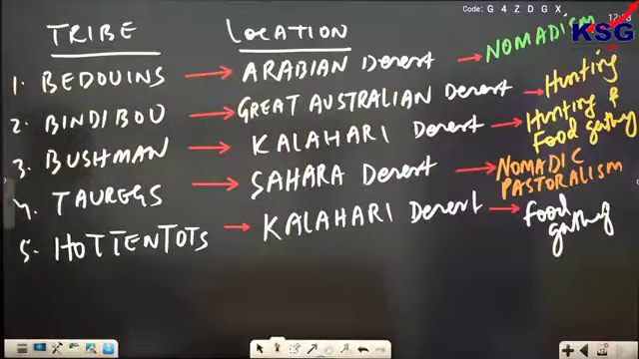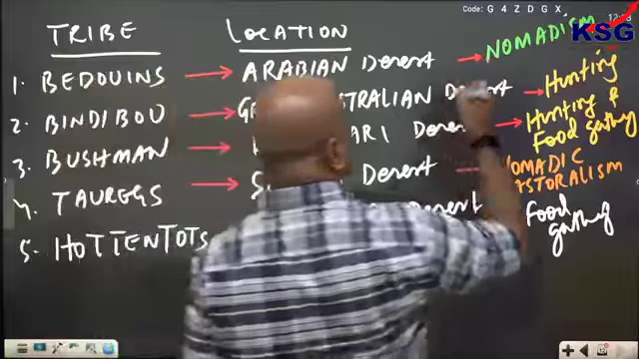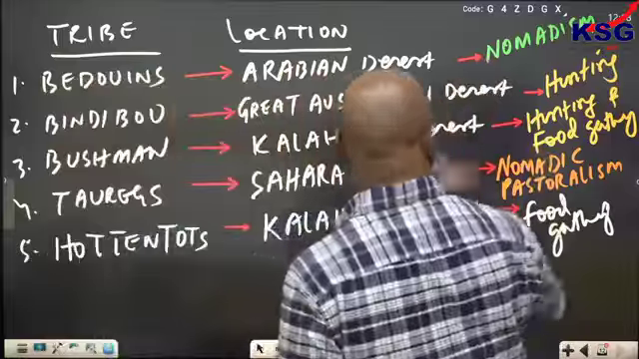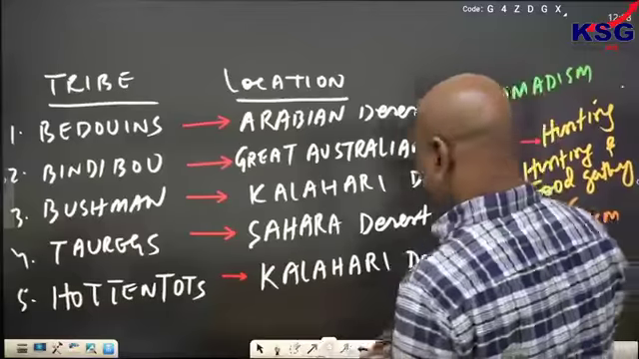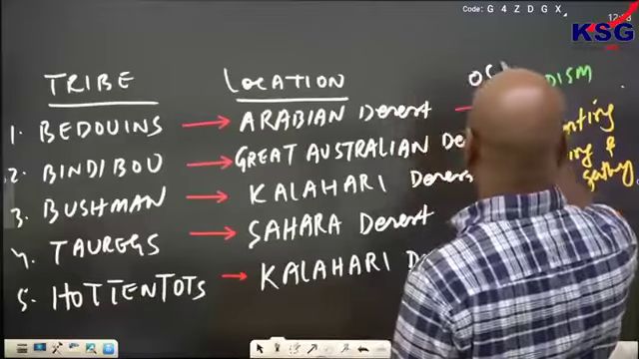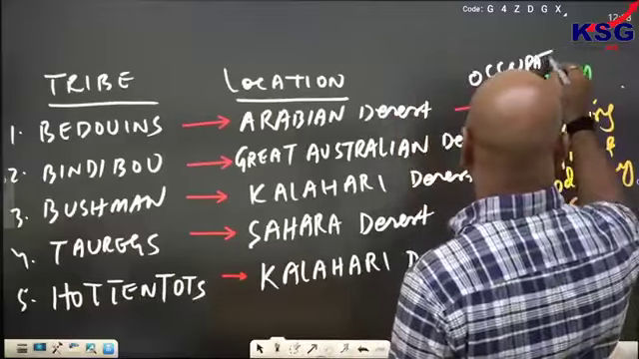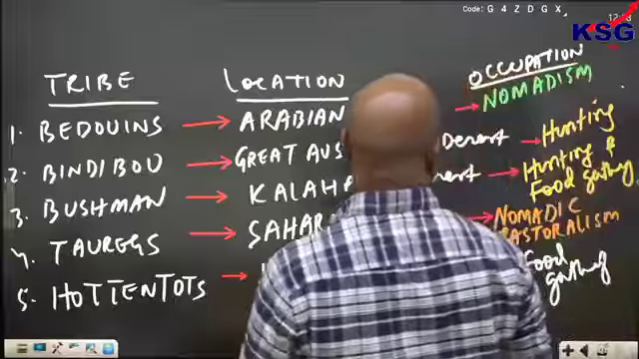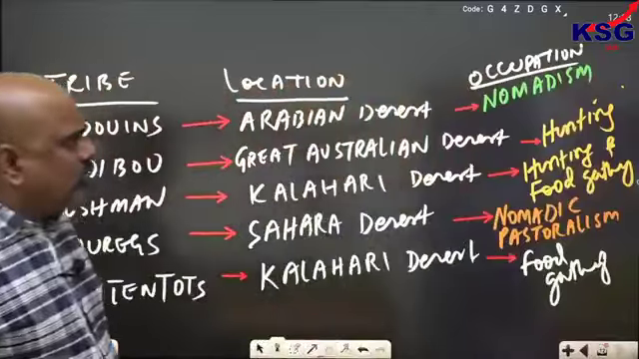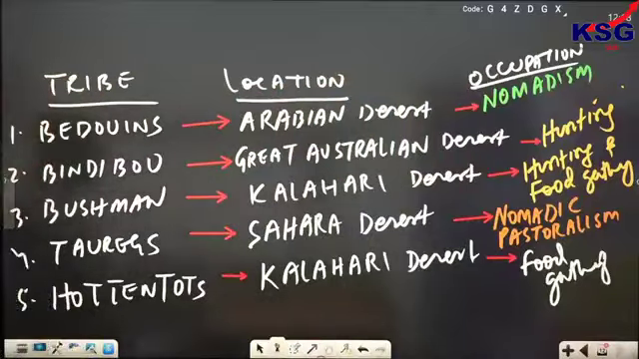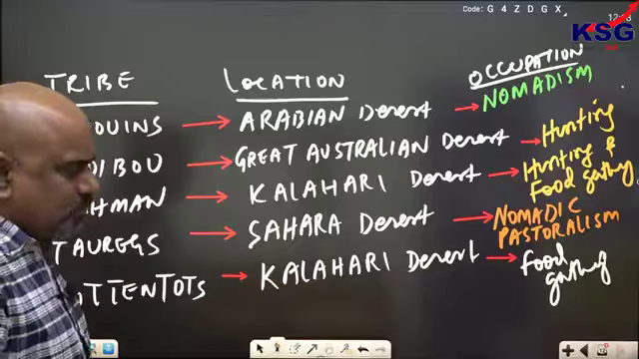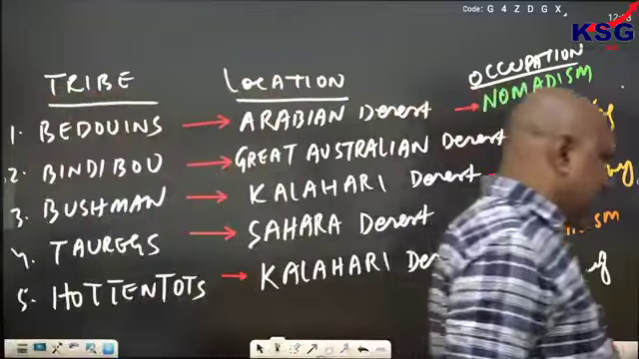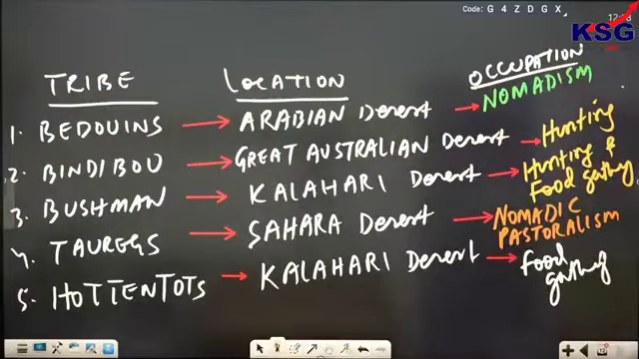So these people have different types of occupation. Nomadic people move from one place to another. They are a warrior class. These are the people and economy of this region. So the greatest problem of this entire region.